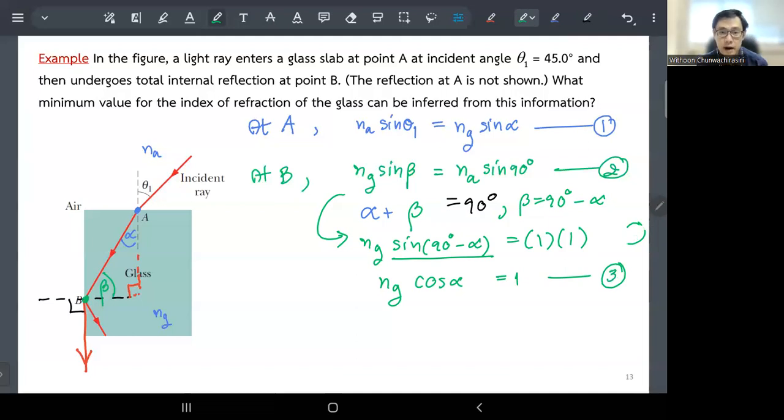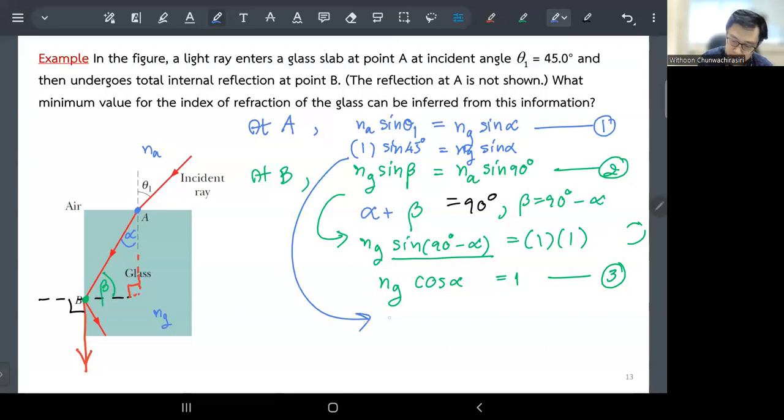Okay, so what can you do? Equation number 1, actually, you can write it like 1 times sine theta 1, which is sine 45, I can substitute there, equal to N glass sine alpha. So let me pull this one down here. From that equation, let me write it in the same order here. It's N glass sine alpha equal to sine 45, which is √2/2. Let me call this equation number 4. Too many equations.